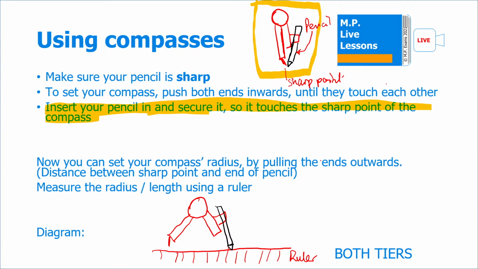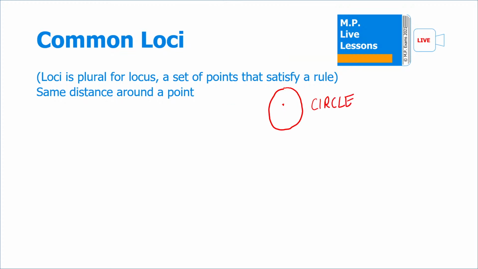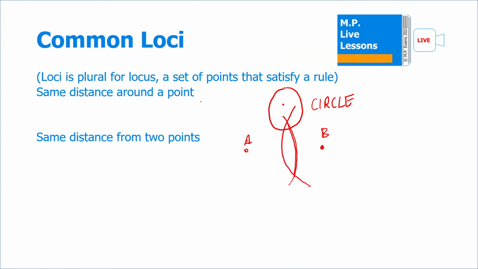This is important because you need to know how to make common loci. So loci is a plural for locus. That's a set of points that satisfy a rule. For example, the same distance around a point, like this, and that would end up being a simple circle. If it's the same distance from 2 points, like point A and point B, what you'd first do is set your compass more than halfway, so you'd have little arcs like this. And this is your little line.